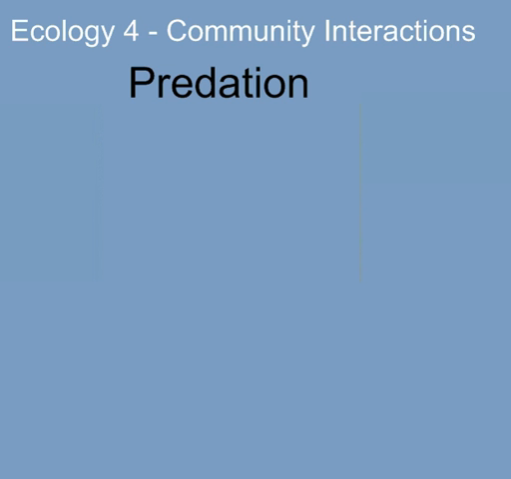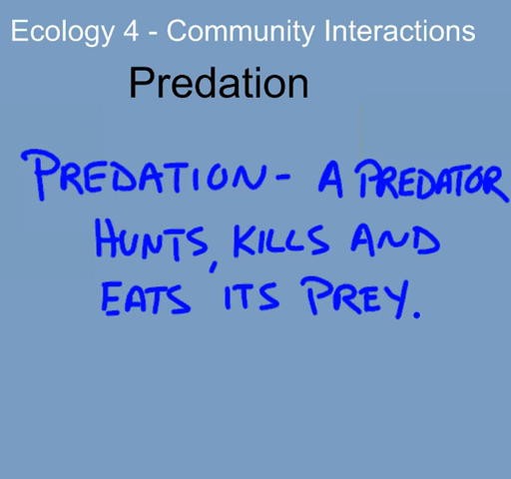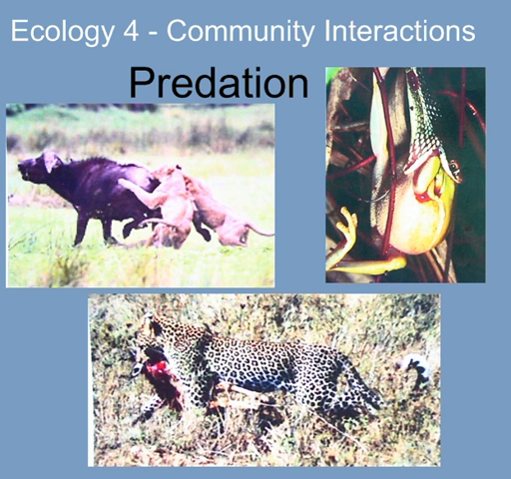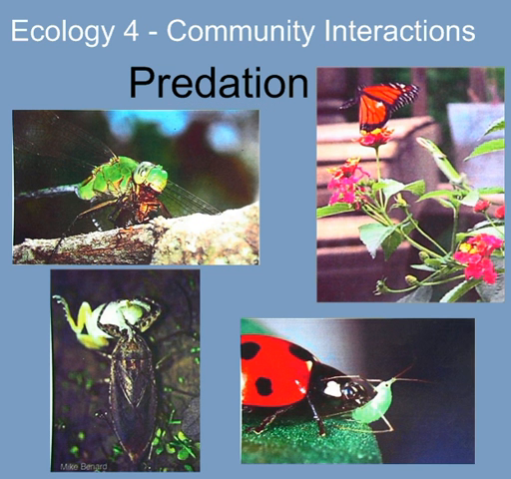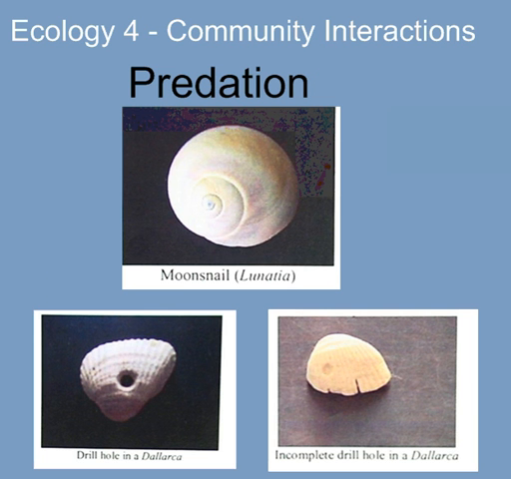Okay, the next relationship we'll talk about is predation. In this relationship, the predator hunts, kills, and eats its prey. Predators can be large and fierce, like these common examples we would all recognize, or they can be quite a bit small. Here's an unusual example of predation.